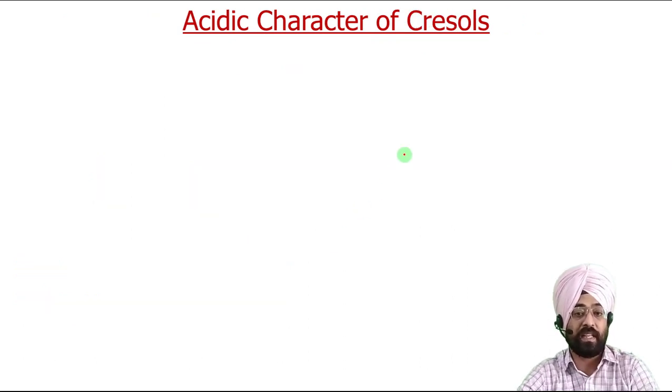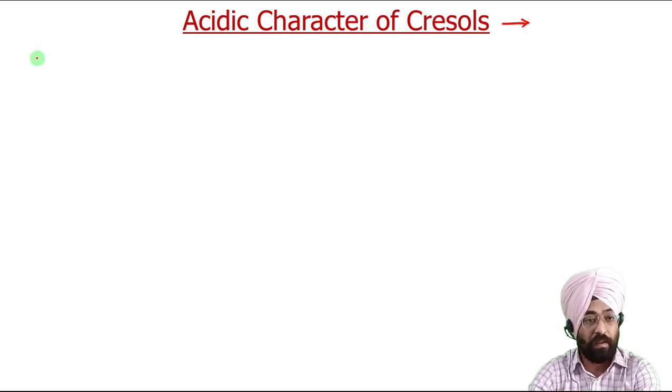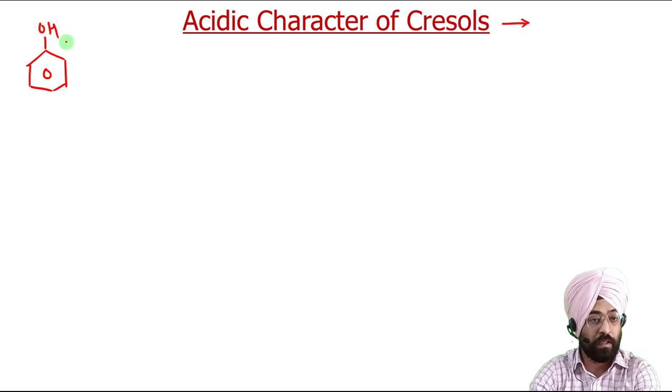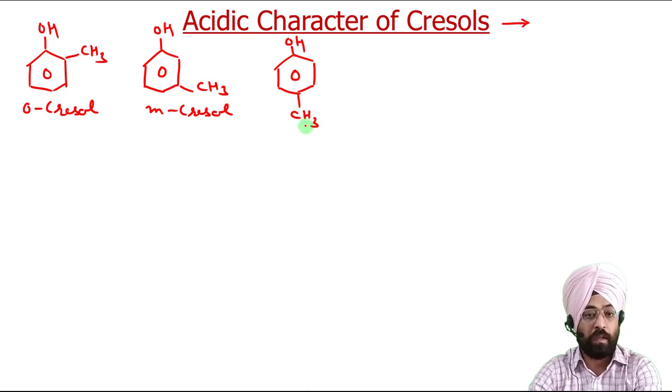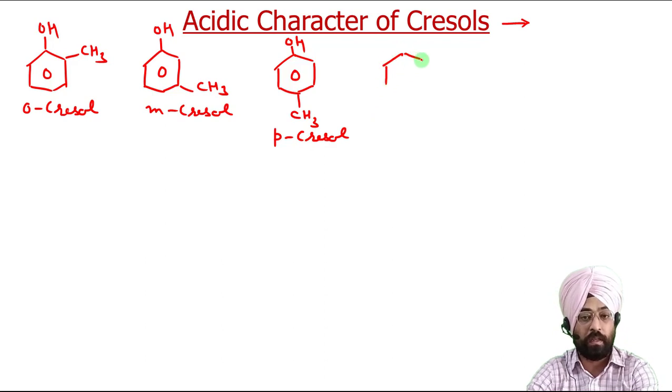Now let us discuss the acidic character of cresols. Cresols means when we have a methyl group as a substituent. So this is your orthocresol, this is your metacresol, this is your paracresol, and this is your phenol. Now let us compare their acidity.